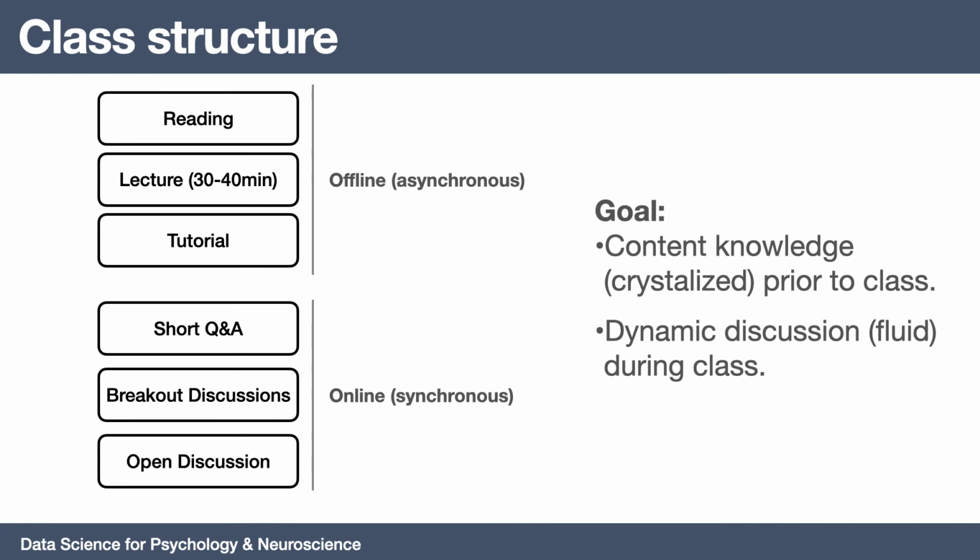So when we come into the live synchronous class time, which can either happen in person or over Zoom, there will be a short question and answer period at the beginning of each class period where I will answer questions regarding the reading and the content knowledge that happened before class. We will then do breakout discussions where we'll break into small groups of anywhere between 3 and 6 people and answer a very specific discussion question selected for each class. And these questions are designed to dig deeper into the content knowledge that you learned before class.